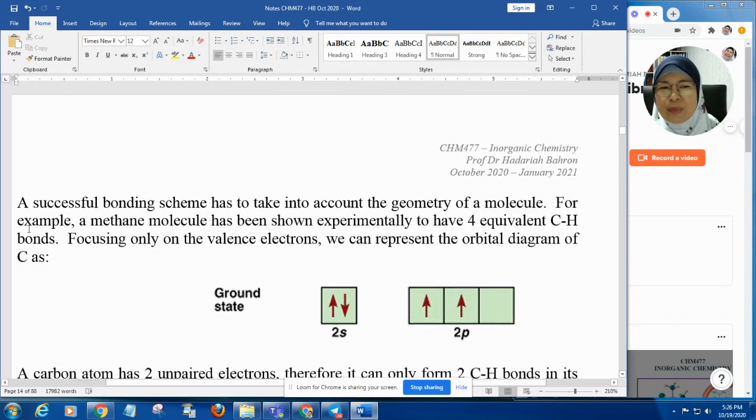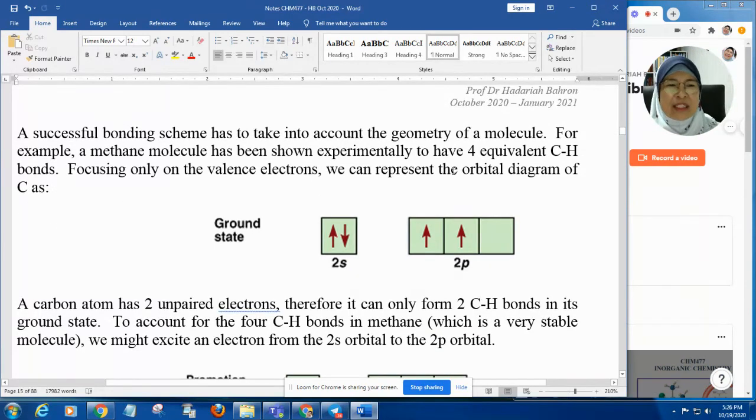Now, a successful bonding scheme has to take into account the geometry of a molecule. For example, a methane molecule has been shown experimentally to have four equivalent C-H bonds. If we focus only on valence electrons, we can represent the orbital diagram of carbon as below. Everybody knows carbon is 1s2, 2s2, 2p2. Who is having a problem not knowing this? Carbon is 1s2, 2s2, 2p2.